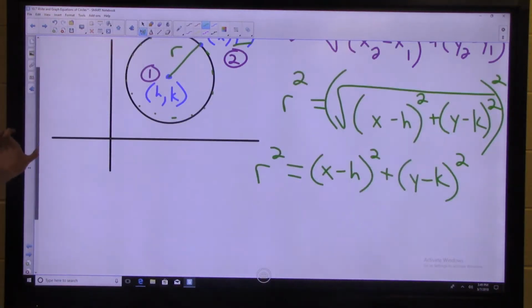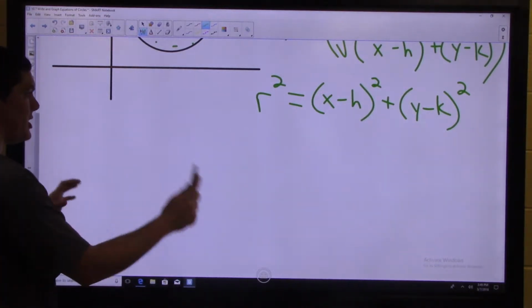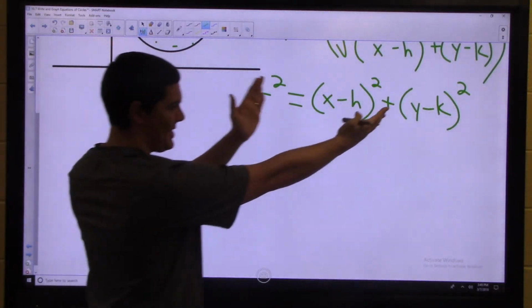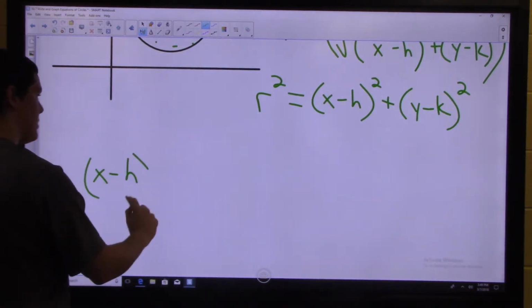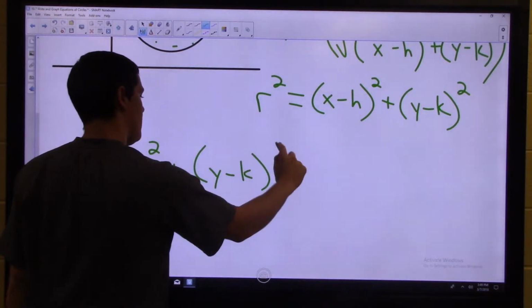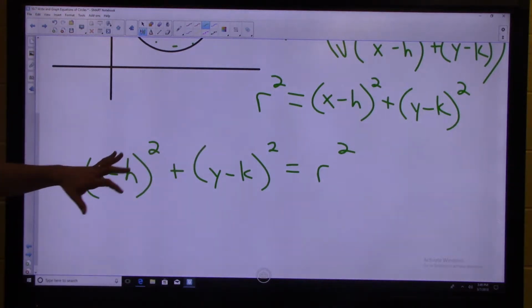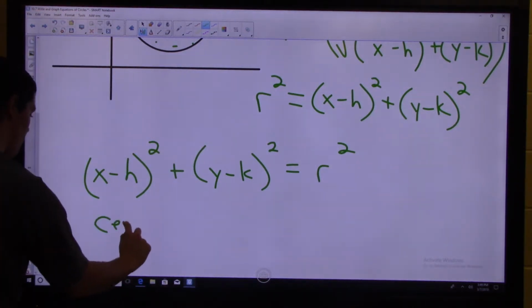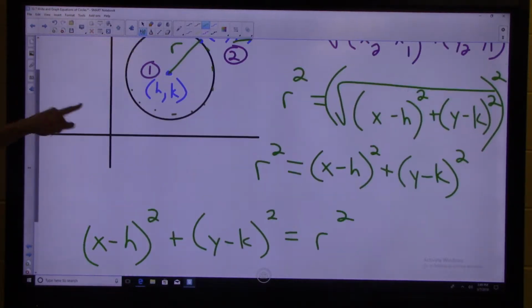All right, let me write this out more formally. The standard form equation, I'm going to box up, but we usually write this side first and then this side. So it's x minus h squared plus y minus k squared is equal to r squared. And let me label these things. The center, as we said before we even started, is h, k.